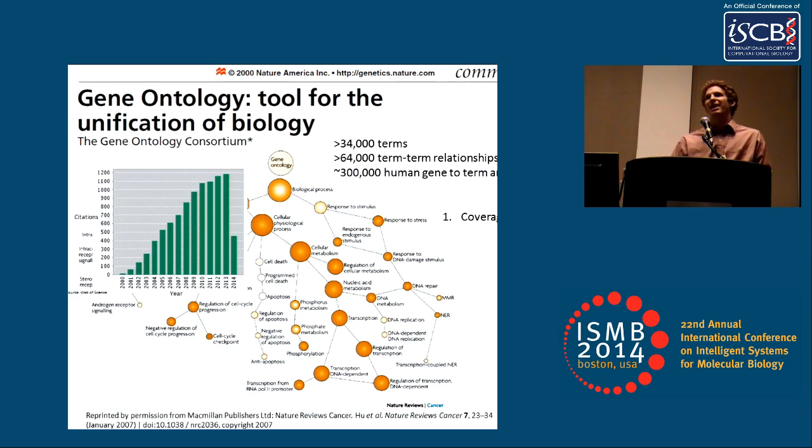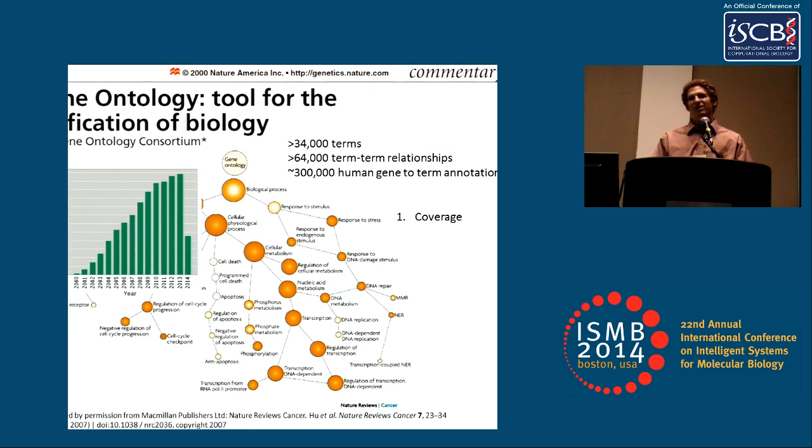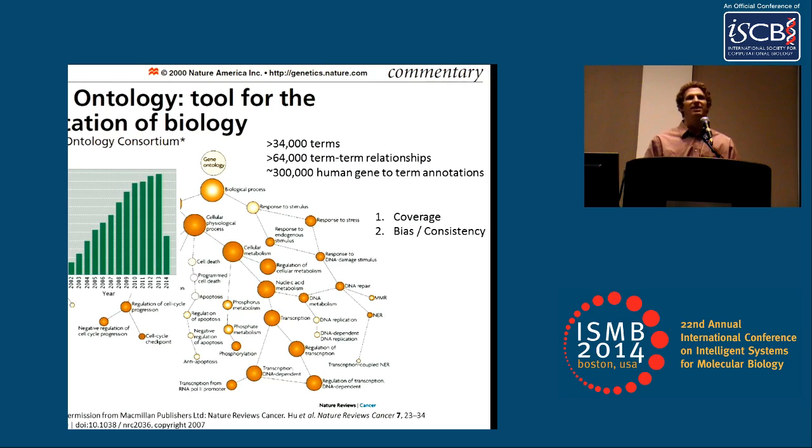Second, this thing is massive. It's got tens of thousands of terms and term-term relationships. And in human alone, there are over 300,000 gene-to-term annotations. So it takes a lot of work for people to maintain this thing. They do the best they can, but of course you need multiple people working on this across many different fields, and that leads to issues of bias and consistency across the Gene Ontology. When you have multiple people with multiple ideas about what should be a term or what qualifies something for an annotation, it's really just kind of an intractable problem when you're trying to make something this huge using manual curation.